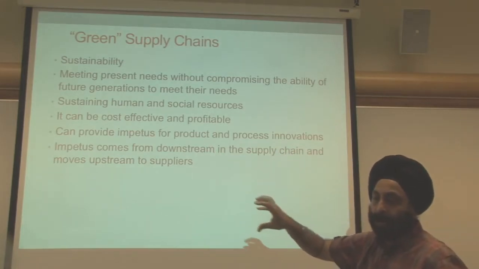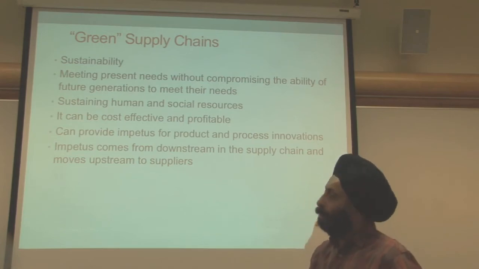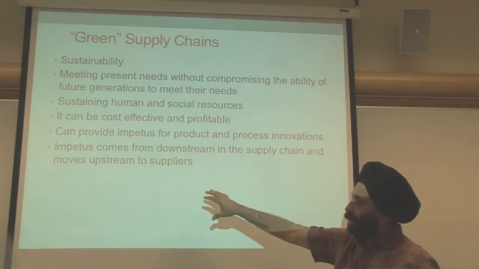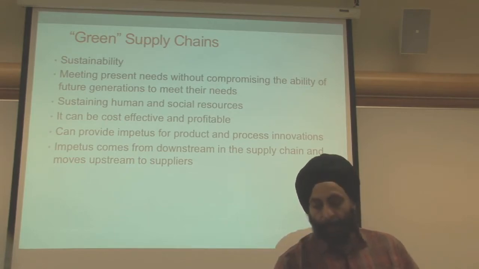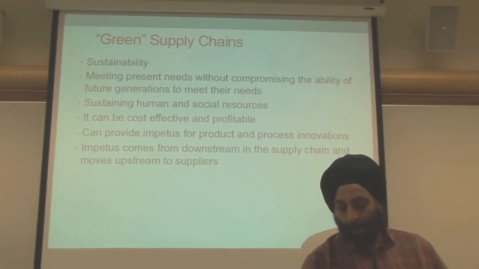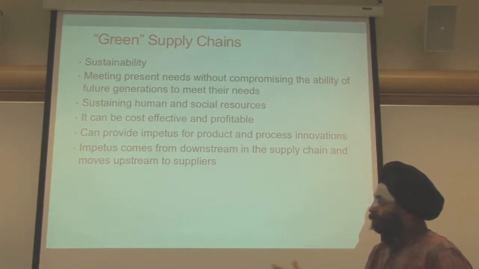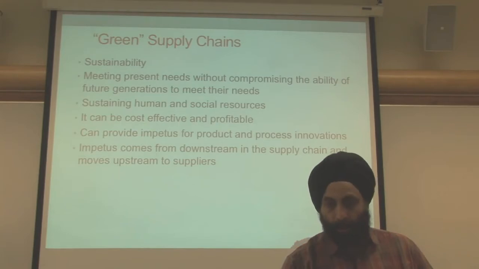So this green supply chain can provide impetus for product and process innovations. We focus on new, improved ways of doing things so that they are much more sustainable in the long run. Impetus comes from downstream in the supply chain, from the customer side, and moves upstream to the supplier. For example, based on what the customers indicated, Walmart has instituted a green supply chain and has been able to push the same agenda to its suppliers.